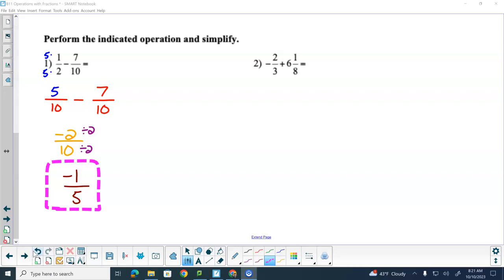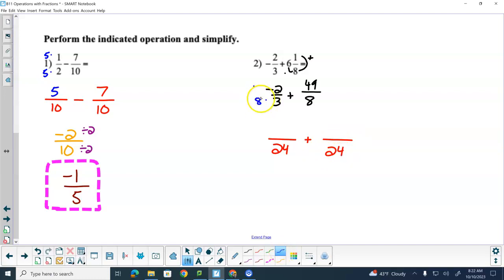So I would here go negative 2/3 plus 6 times 8 is 48 plus 1 is 49/8. It makes our numbers a little bit bigger, but we can do that. Right. So common denominator, 3 and 8. 24? Yeah, I like 24. What times 3 gets me 24? 8. Okay? So I gotta multiply by 8 here, which means I gotta multiply by 8 here.